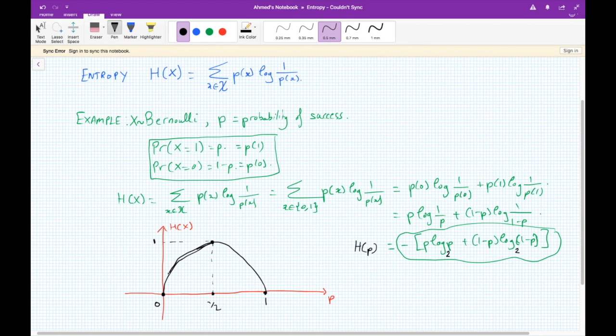So I'm not really concerned with the form right now, just concerned with how this function behaves, how the entropy behaves as a function of p. It's really nice and really easy to understand what's going on.